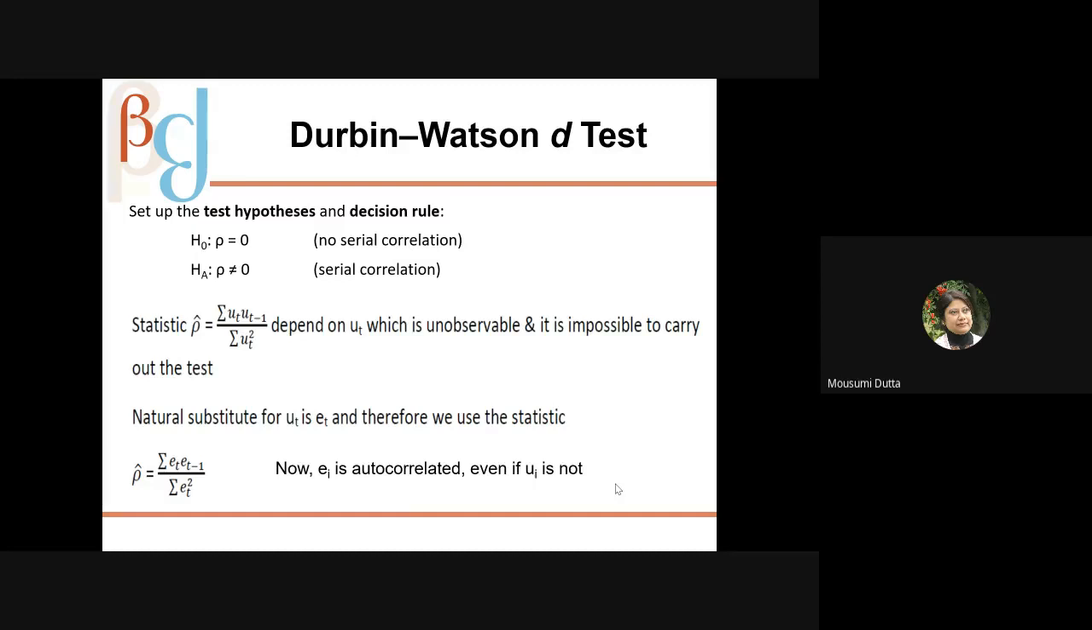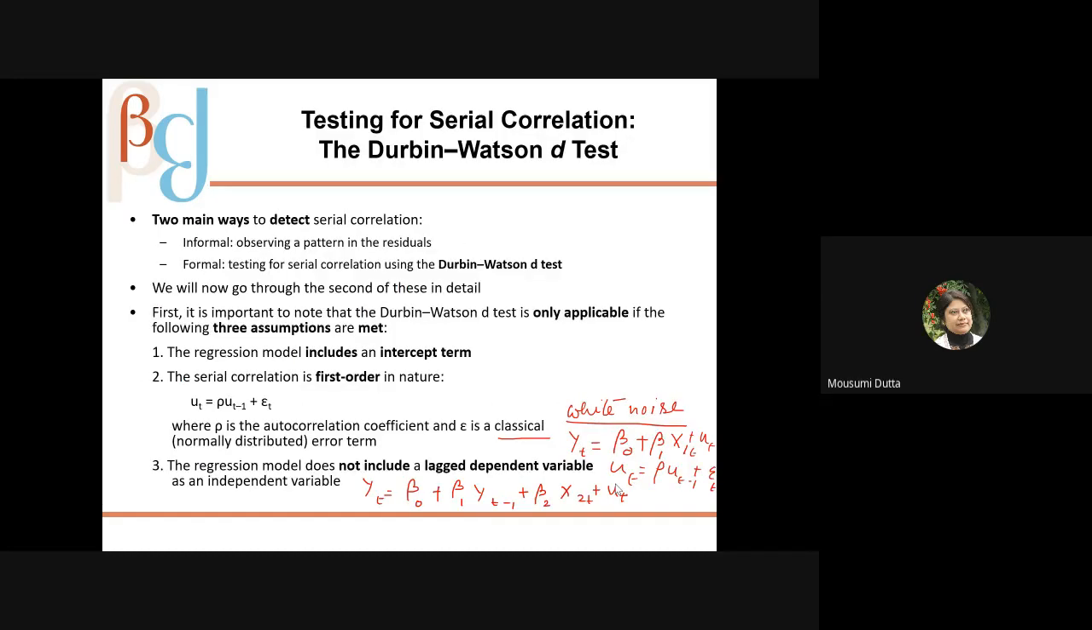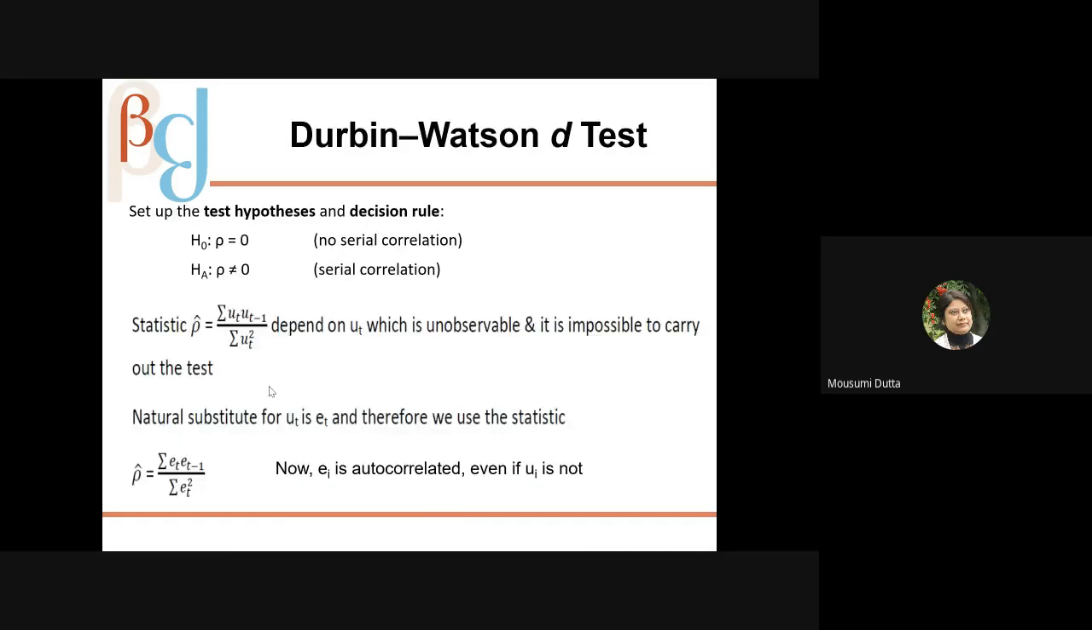So next, we are setting the test hypothesis or the decision rule. Rho is the correlation between ut and ut minus 1. So if I look at this equation, rho is the correlation between ut and ut minus 1. So naturally, the hypothesis will be rho is equal to 0, no autocorrelation. I mentioned that in econometrics, we consider no kind of relation as the null hypothesis.